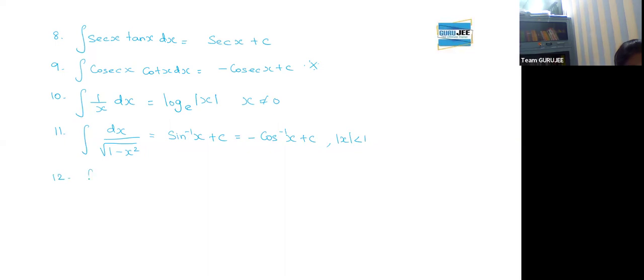Next, dx by x into square root of x square minus 1. Here x comes first. Then it is equal to sec inverse of mod x plus c, or minus cosecant inverse of mod x plus c, where mod x greater than 1.